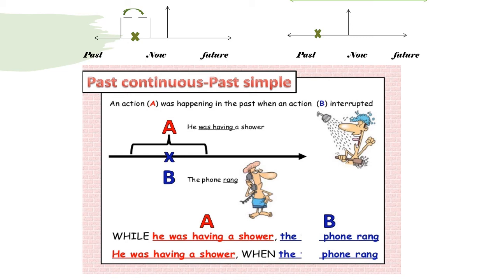One other confusion is regarding the usage of past continuous or past simple. Now, if an action was happening in the past when another action interrupted, that case would be the past continuous. While he was having a shower, the phone rang. So the phone rang is the simple past form, and he was having a shower is the past continuous form.